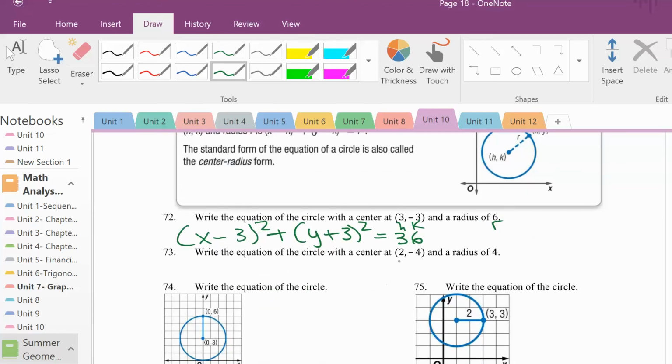So for 73, once again, this is your h and k. So it's x minus 2 squared plus y plus 4 squared. Since it's negative, it makes it equals 4 squared, which is 16.